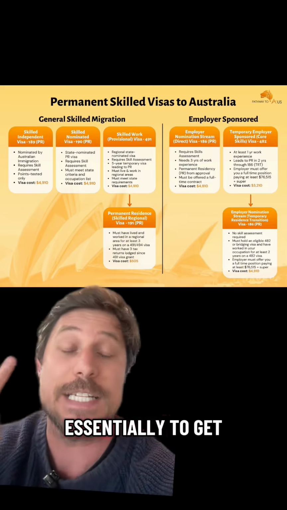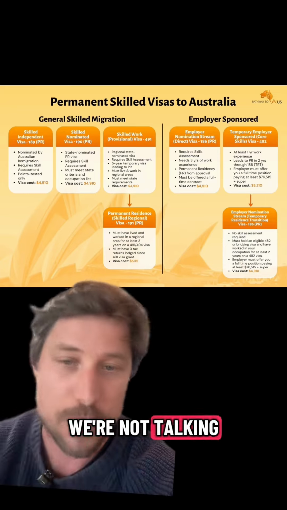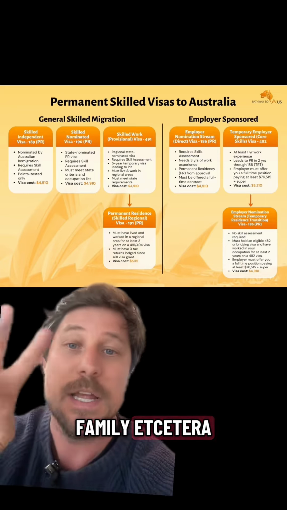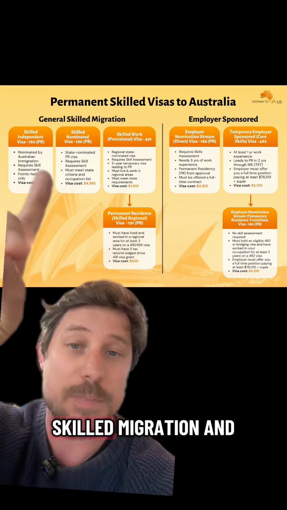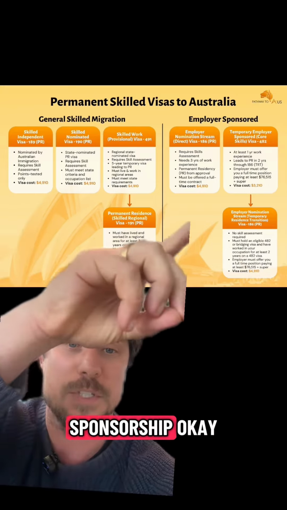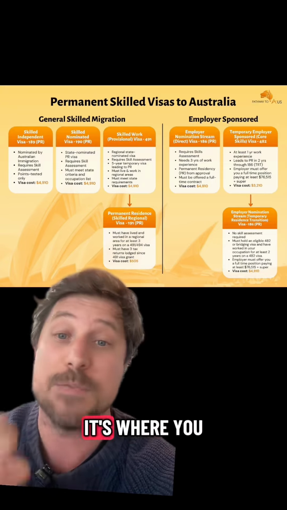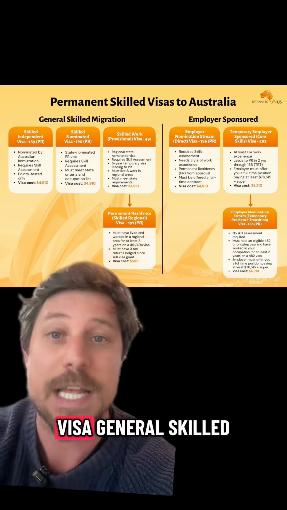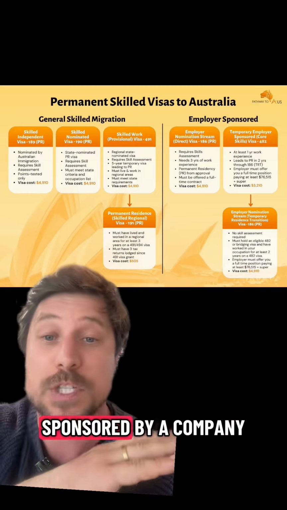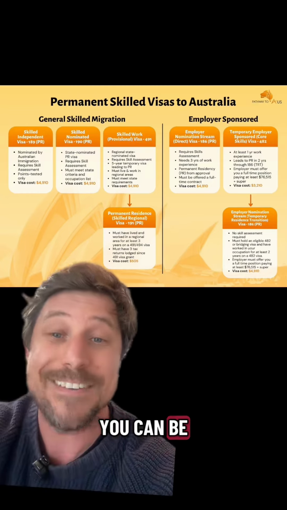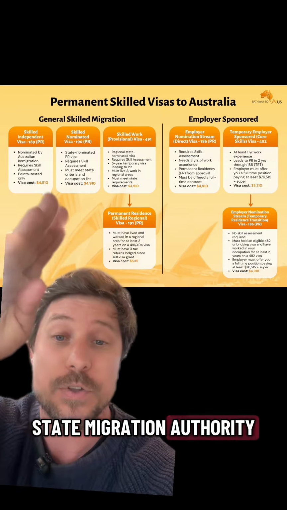Essentially, to get a permanent skilled visa to Australia, we're not talking partner, we're not talking family, etc., there are 2 ways that you can do it. We've got general skilled migration and we've got employer sponsorship. Employer sponsorship is exactly what it sounds like. It's where you get an employer, they sponsor your visa. General skilled migration is basically where instead of getting sponsored by a company, you can be invited by federal immigration or a state migration authority.